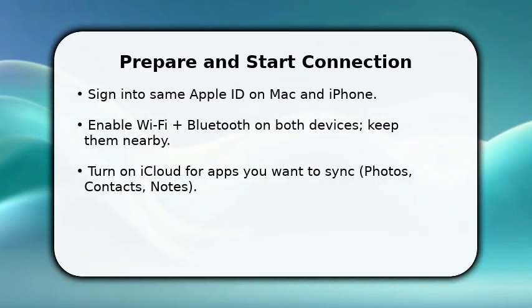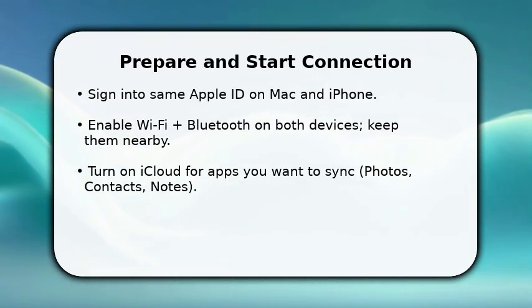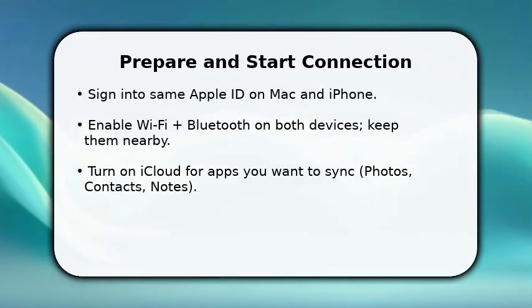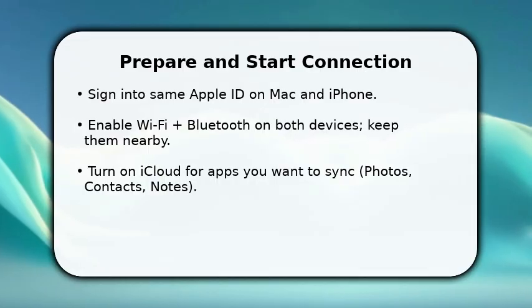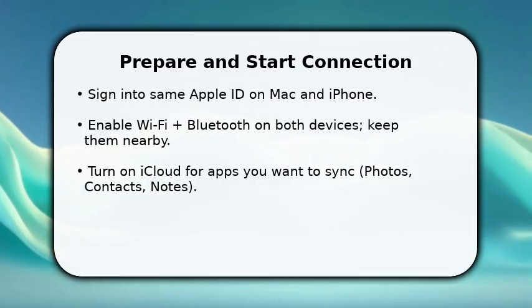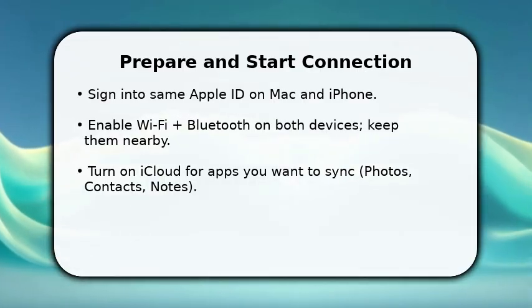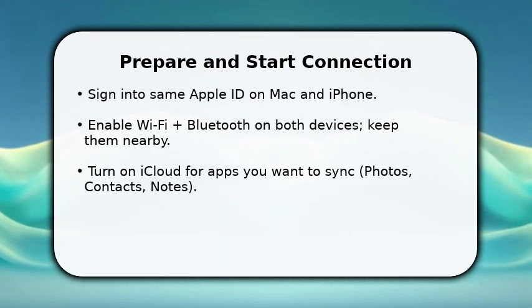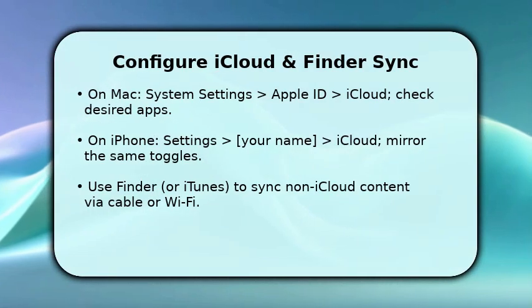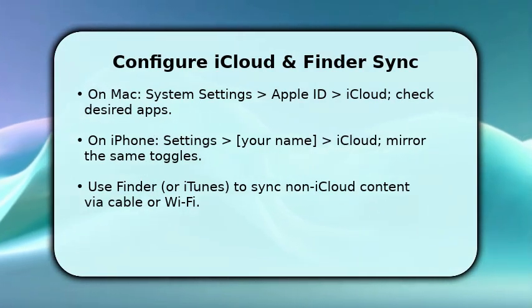Next, open System Settings on Mac and Settings on iPhone and turn on iCloud for the apps you plan to sync, because iCloud is the syncing engine. Once done, make sure both devices are on the same Wi-Fi network and unlocked, so you can continue to pairing and syncing steps.